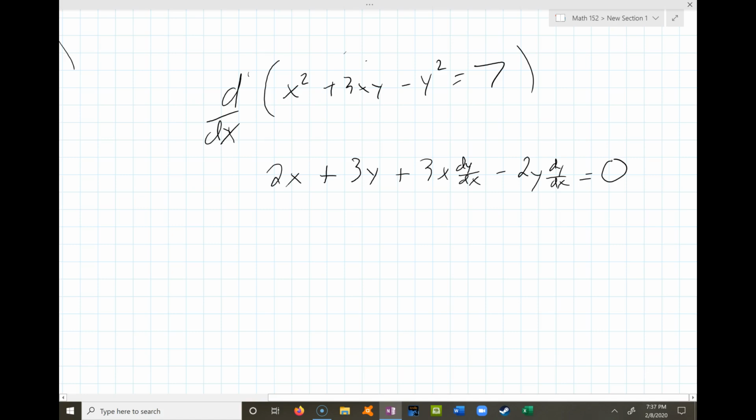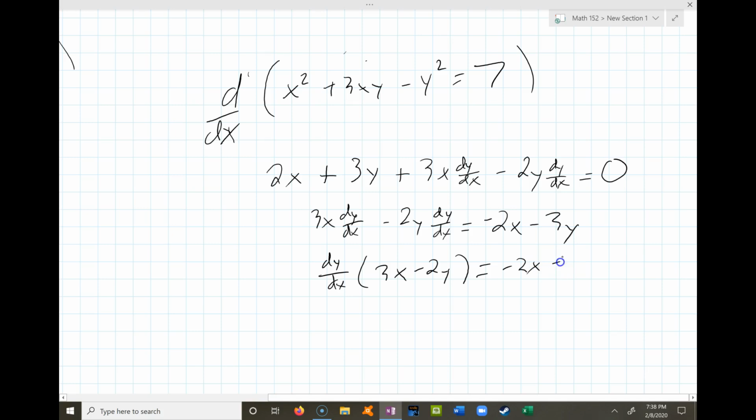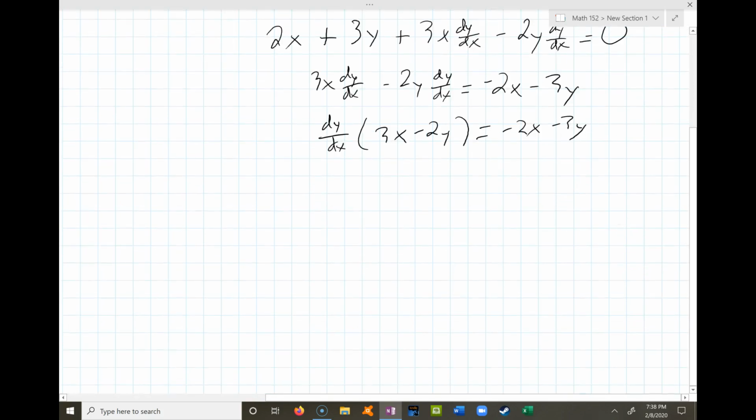So you can see we've taken a derivative, and we've got some dy dx's showing up in the equation, but there's a couple of them. They're mixed together. And again, my goal was to find out what the derivative of y is, or dy dx. So what I'm going to do is subtract 2x and 3y from both sides. So now I have 3x dy dx minus 2y dy dx is equal to negative 2x minus 3y. Then, because I'm trying to solve for dy dx, I'm going to factor out the dy dx. That leaves me with dy dx times 3x minus 2y is equal to negative 2x minus 3y. Then I divide both sides by 3x minus 2y. And finally, I get dy dx is equal to negative 2x minus 3y over 3x minus 2y. And that would be my dy dx.